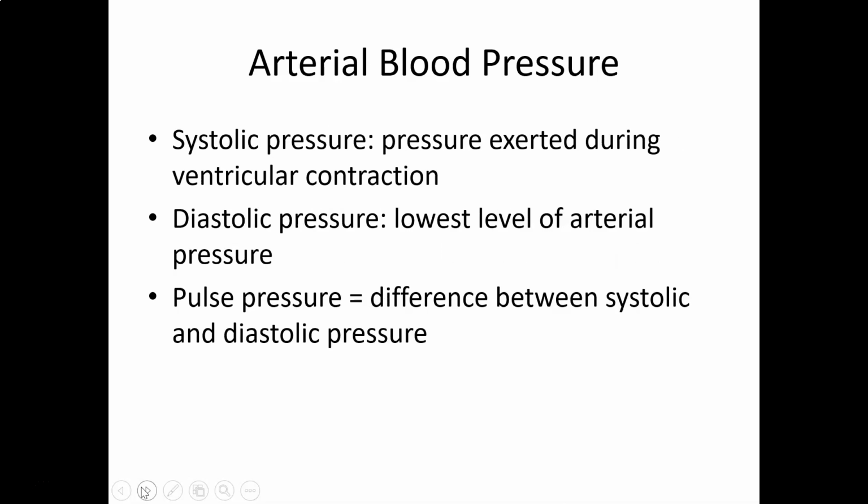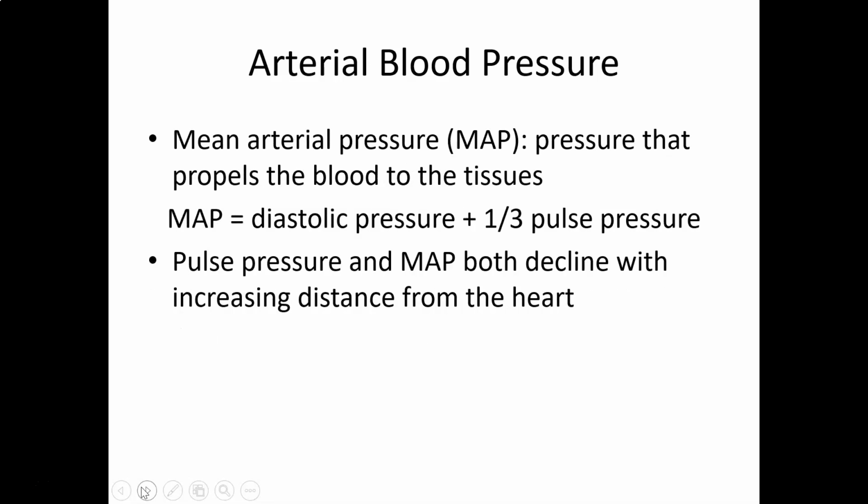When we measure blood pressure, we get systolic and diastolic. Systolic pressure is the pressure that's exerted when the heart contracts, and diastolic is the pressure that's still there when the heart's not contracting. If you ever hear the term pulse pressure, that's the difference between the systolic and diastolic. Mean arterial pressure is the average blood pressure in all the arteries, the pressure that's driving blood out. There's the math for it: the diastolic plus 1/3 the pulse pressure. You'll find that they both drop as you get further away from the heart.